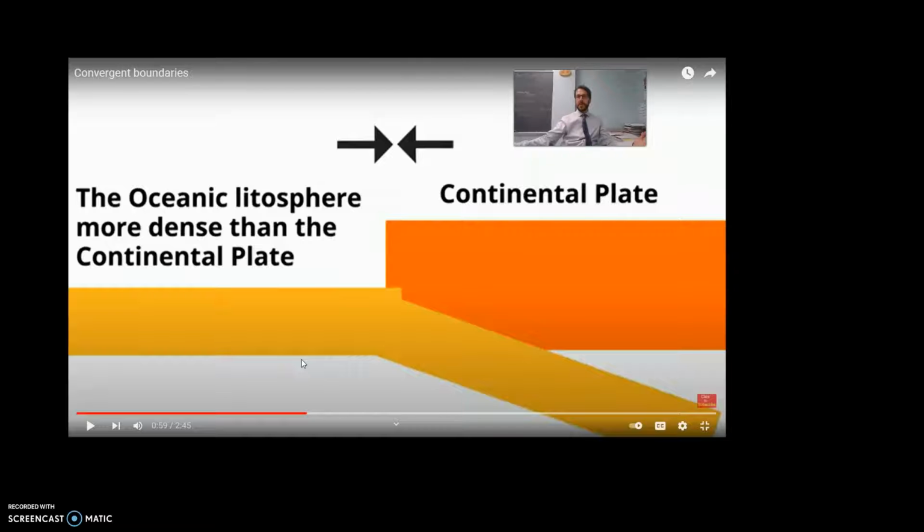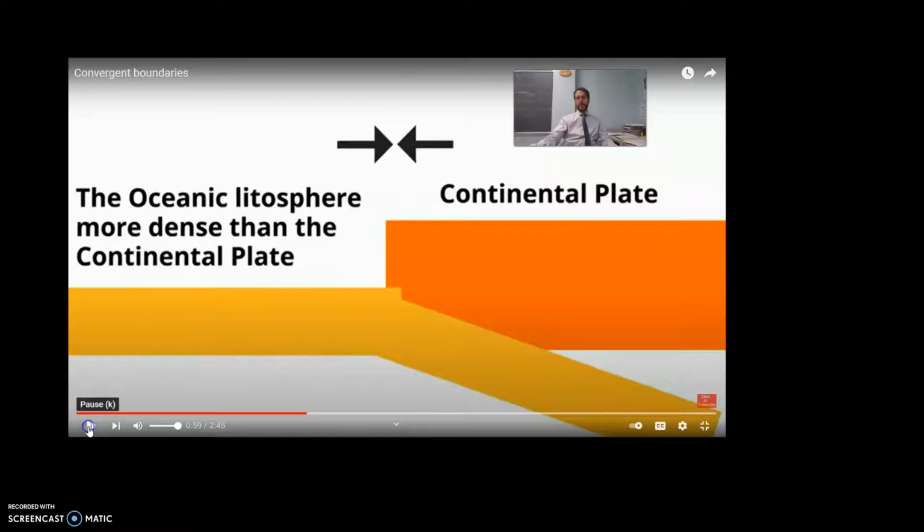It's a new word, it's a vocab word, but it's an important one, and it means to go underneath of another plate. The Regents will just use it plain as anything. They just expect you to know what it is. So to subduct means to dive underneath of another plate.